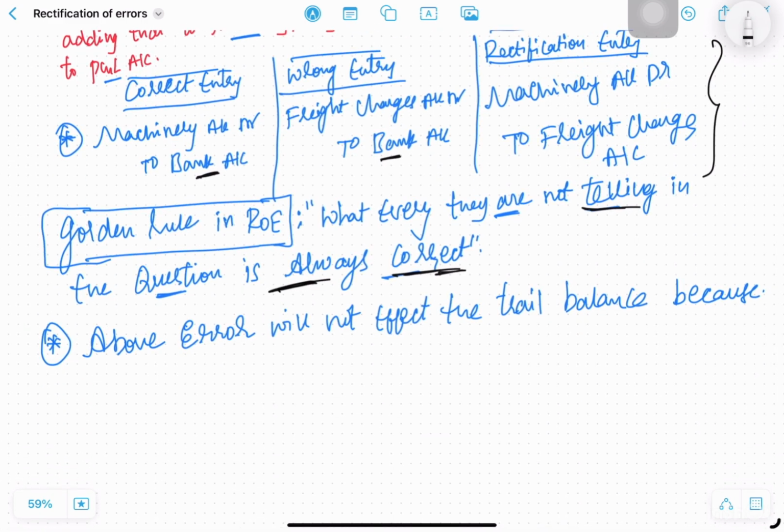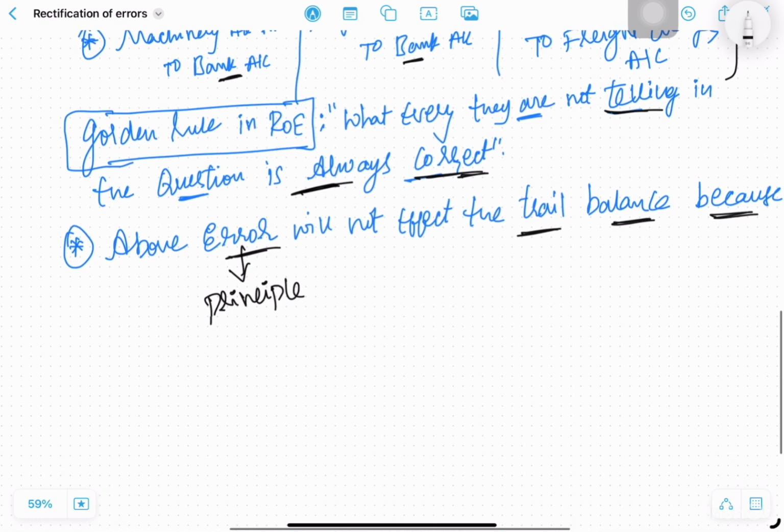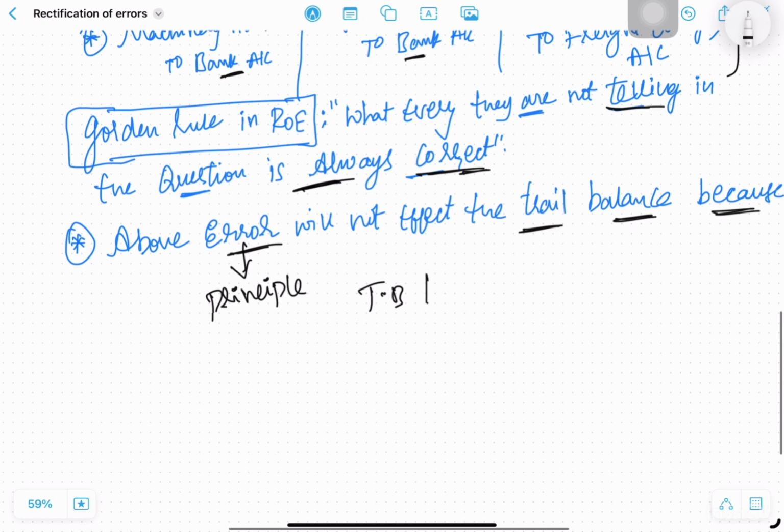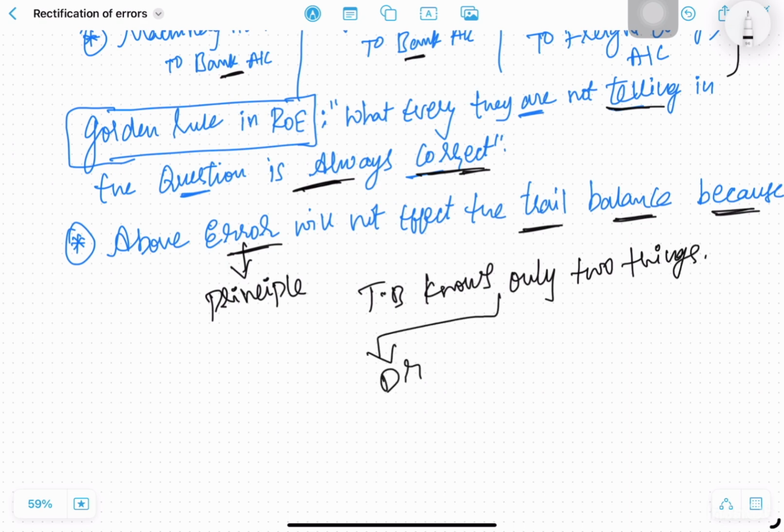Now, the above error, what is it? Principal error. It will not affect the trial balance, because the answer is very simple. What does the trial balance know? The trial balance knows only two things: one is debit, one is credit.